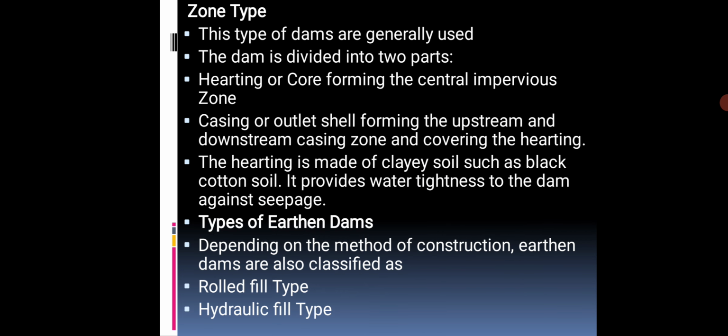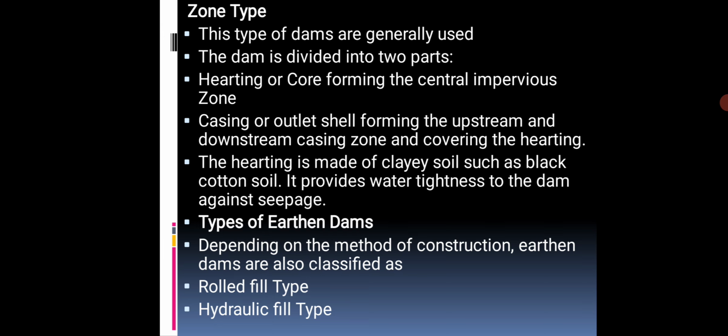Next one, zone type. This type of dam is generally used in most cases, and the dam is divided into two parts. First one, heating or core forming the central impervious zone, and casting or outer shell forming the upstream and downstream casting zone and covering of heating. The heating is made of clay soil such as black cotton soil, to provide water tightness to the dam against seepage.